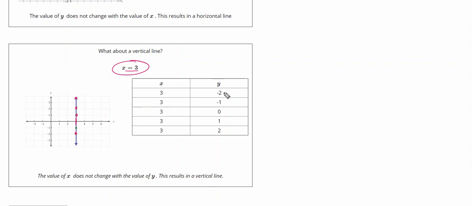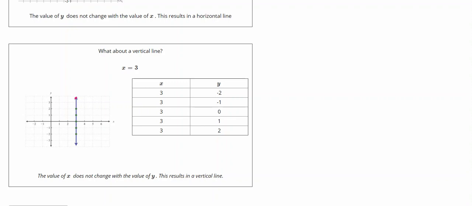And my y value is the one that's changing. So y is like 1, 2, 3, 4, -1, -2, -3. But the x is staying the same all the time. So that's pretty much the lesson. We're just going to do that in different ways.